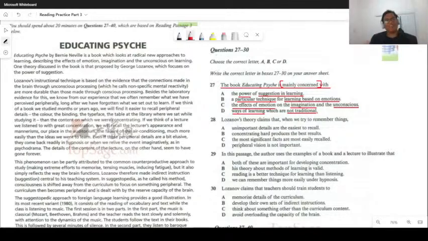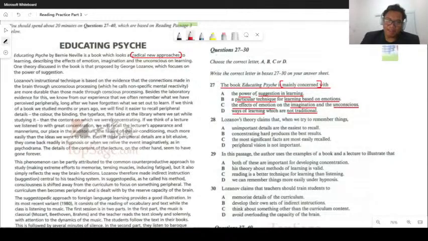Well, let's take a look at which keywords out of those four are actually highlighted in the first paragraph. Education Psyche is a book in which lots of radical new approaches. All right, so let's take a look at the first probable keyword that we notice. This is not a keyword in the sense that I just noticed one of the words is mentioned here. No, I feel like this is an important keyword because it's already the part where it starts talking about what the book is about. So radical new approaches.